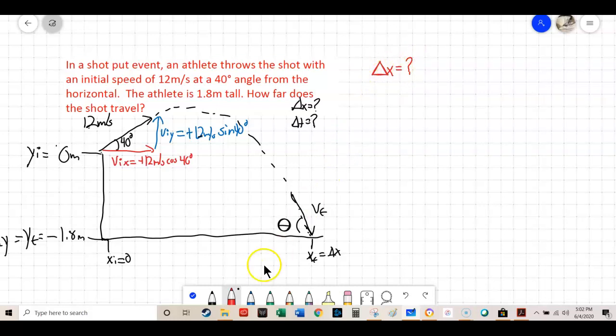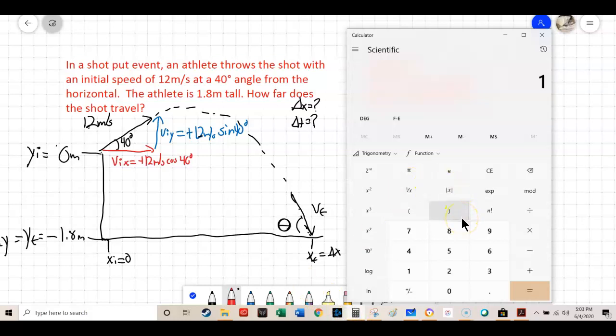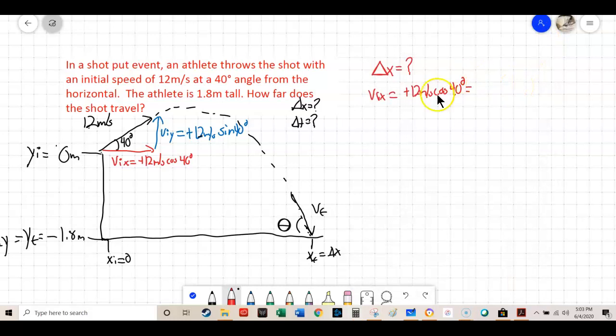And we don't know that. We know VIX is equal to positive 12 meters per second cosine of 40 degrees. And while I'm here, I'm just going to get the number for that to make it easier on myself. 12 meters per second times cosine of 40 degrees equals 9.19. So it's being launched at a positive 9.19 meters per second.